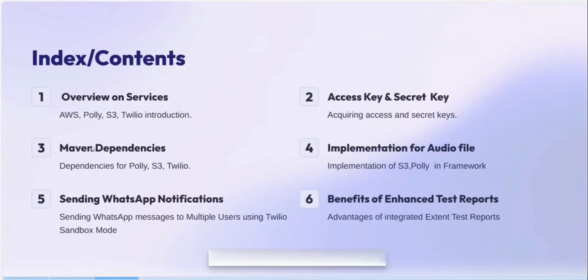First of all, I will give an overview of the services that I used, like AWS, Polly, S3, and Twilio. Actually, Polly and S3 are part of AWS, and Twilio is completely a third party one. Next, acquiring the access keys and secret keys. These keys play an important role in authenticating a user. Later, we need to include the Maven dependencies which are required for Polly, S3, and Twilio. After including these Maven dependencies, we can fetch the required classes and methods.